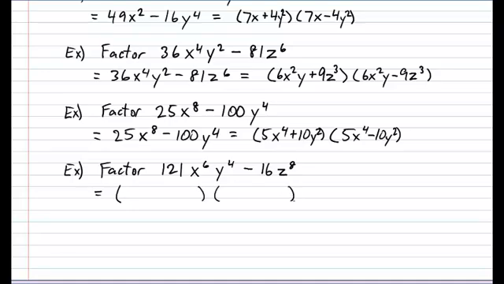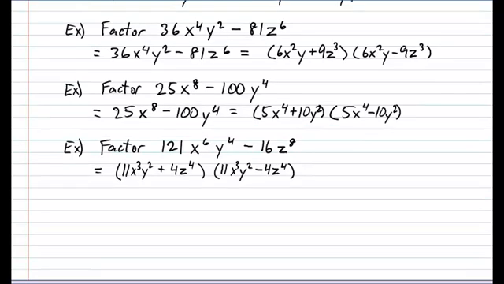Alright, let's fill it in. The square root of 121x to the 6 y to the 4 is 11x to the 3 y to the 2. And we'll put another one in the second bracket. And the square root of 16z to the 8 is 4z to the 4. Put another one in the second bracket. And then plus and minus. So, how'd you guys do?